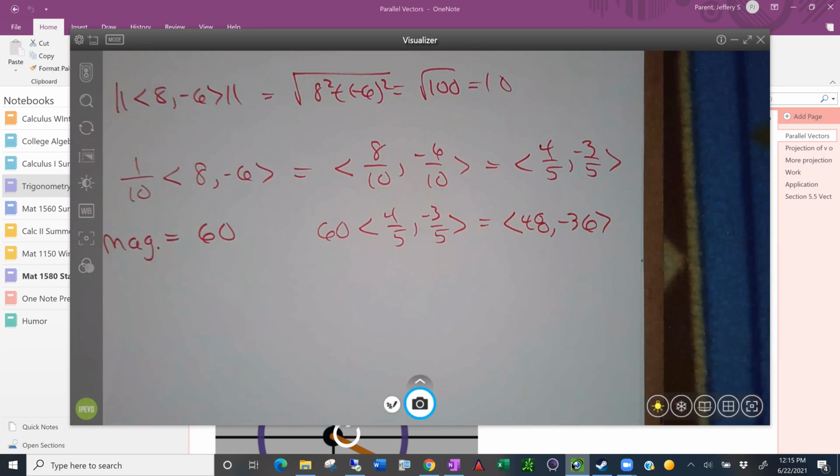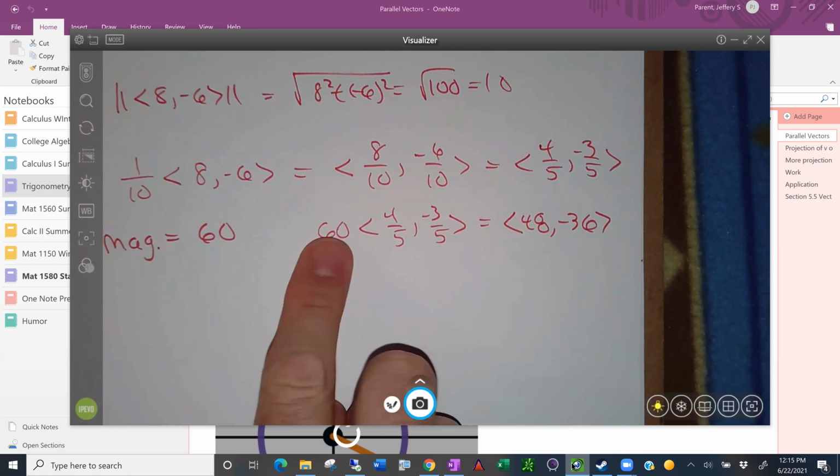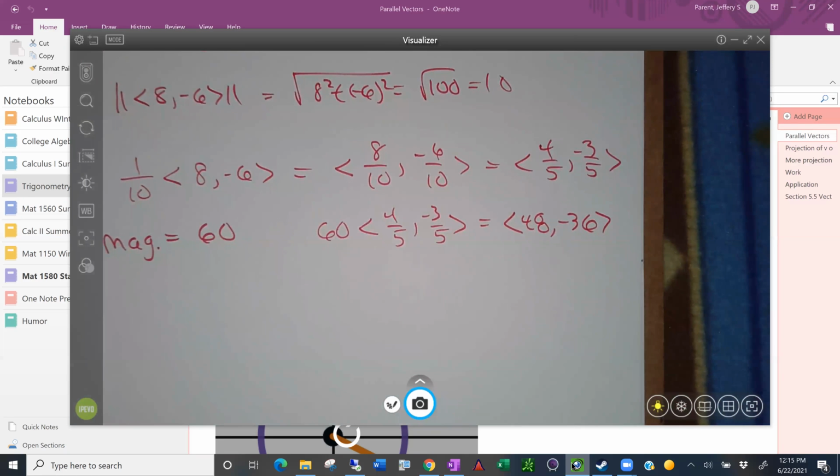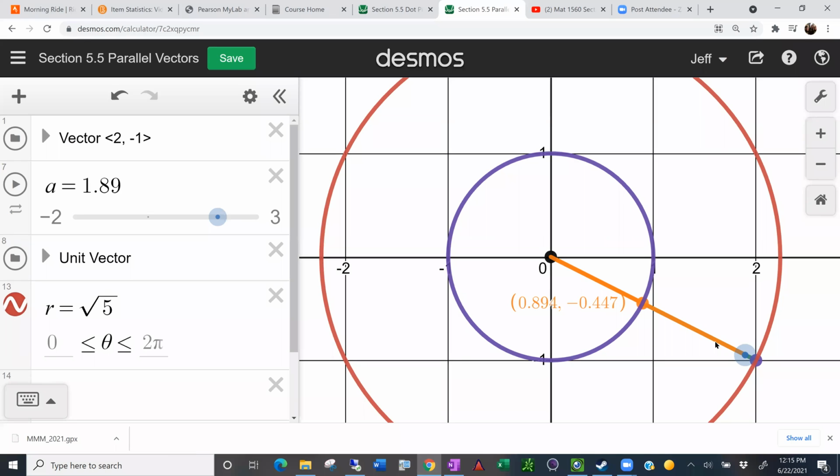That's my vector. That's what I'm looking for. Something with a magnitude of 60 that points in the same direction. So all that you've effectively done is you took your unit vector and you scaled it. Equivalently to this example, we started out with a unit vector and then we multiplied it by the desired length to scale it. So we stretched it.